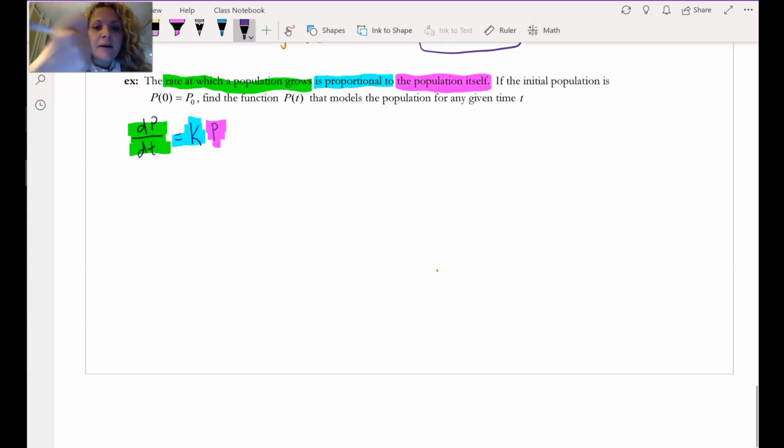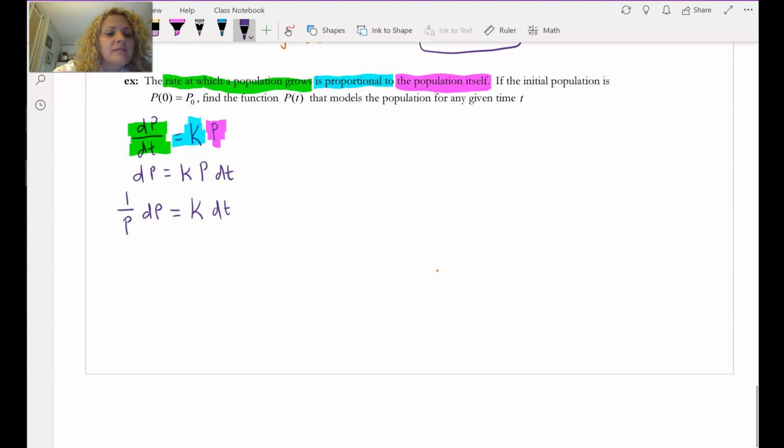All right, I'm going to multiply both sides by dt. So we get dP equals k, which is a constant of proportionality, times P, the population itself, and then the dt gets multiplied to the other side. So we're in that first step where we want to separate. Well, k is just a constant. The only thing that needs to move is the P. So divide both sides by P: 1 over P dP equals k, our constant of proportionality, times dt. All right, separate, then integrate.